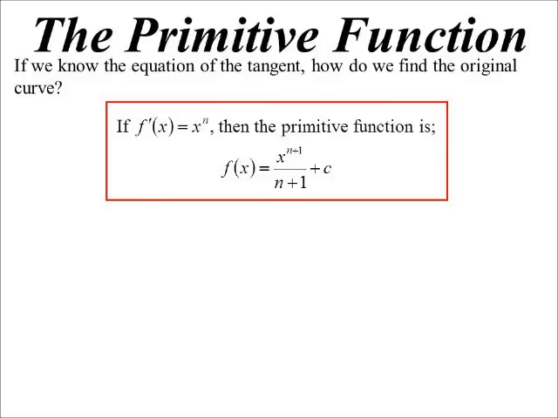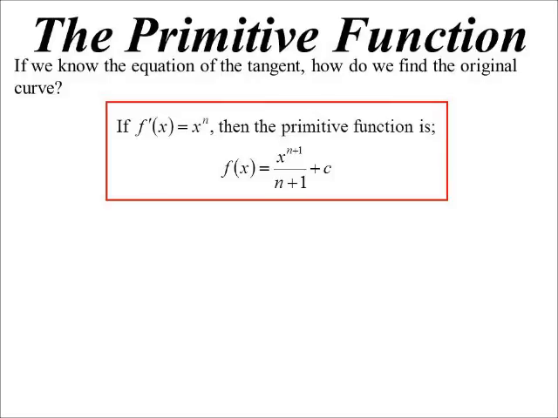And just to confirm that, if I now said to you, differentiate x to the power of n plus 1 divided by n plus 1, what would you do? You'd get that power, bring it to the front, the n plus 1 would cancel with the n plus 1 on the bottom of the fraction, and then you'd subtract 1 from the power, and you get x to the power of n. We call it the primitive function because primitive is like saying going back to the beginning. So that's where it gets its name from.